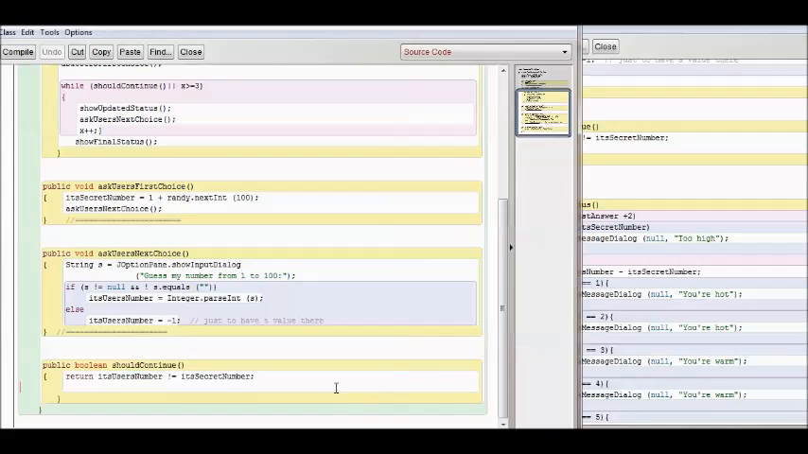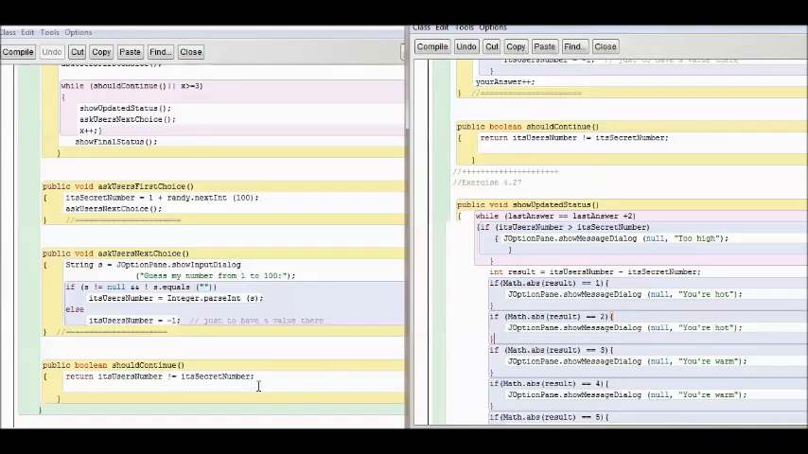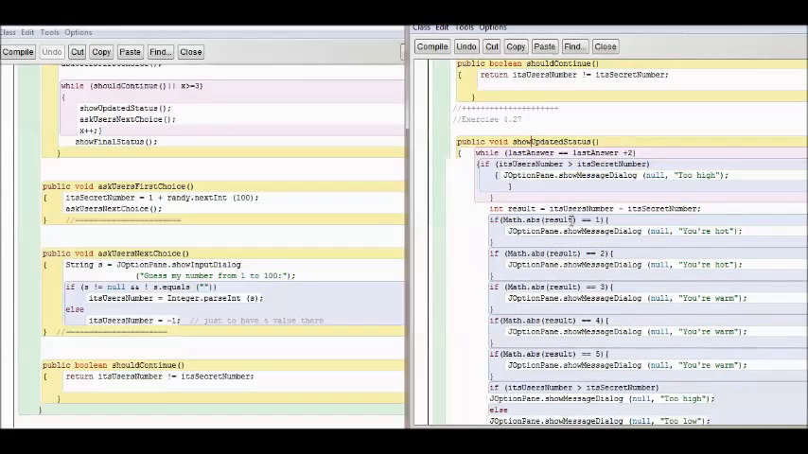So it comes down to shouldContinue, and then exercise 4.27 comes after. Now I've got two different 4.27s. I've got my answer and the book's answer. As you know, I probably like mine better. What I did was, the question asks for: if it's within 1 or 2 of the right answer, tell the user he's hot. If it's within 3 or 4 of the right answer, tell him he's warm, or within 5 of the right answer, he's warm.